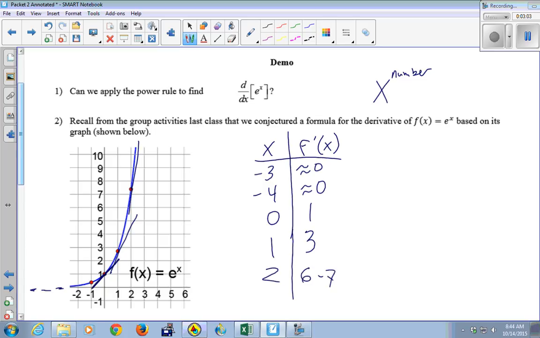These are total estimates, but they give you an idea of the shape of the derivative function. When I'm far to the left, I'm really close to 0, so I'm close to the x-axis. These are like 0, 0, 0. At 0, my derivative is 1. At 1, my derivative is like 3-ish. At 2, my derivative is 6 or 7. And if I connect all these, it looks like I just recreated the same graph.